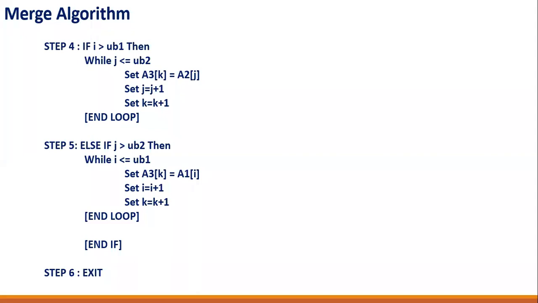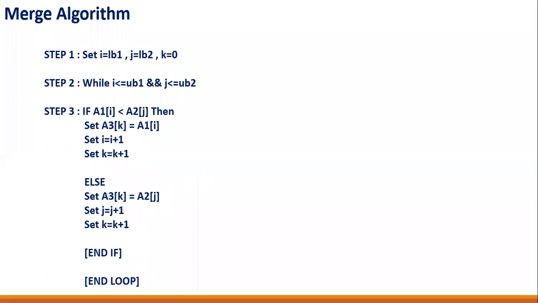Exactly opposite. Else if, step 5: j is greater than upper bound 2, then while I is less than or equal to upper bound 1, set A3 of k equals A1 of I, I equals I plus 1, k equals k plus 1. So if array 2 is over, copy all the remaining elements of array 1 to array 3. And once this is done, our third array will be completely formed and then we can exit. Okay, let's see, students, the steps of the algorithm again.